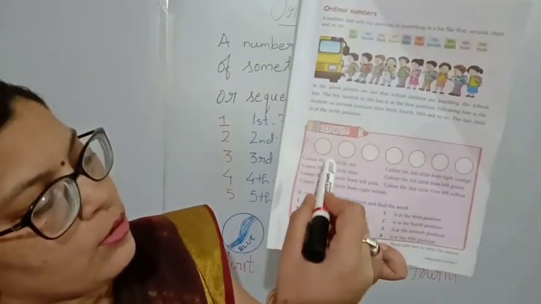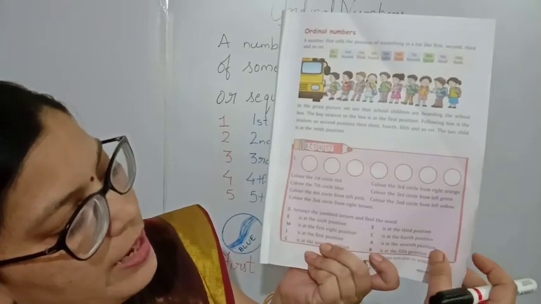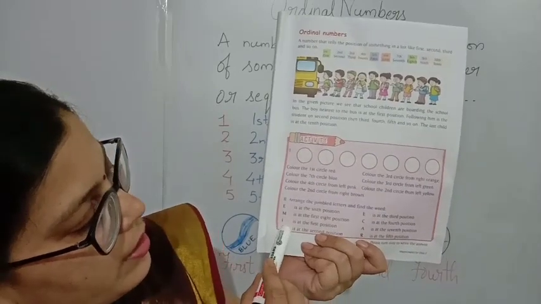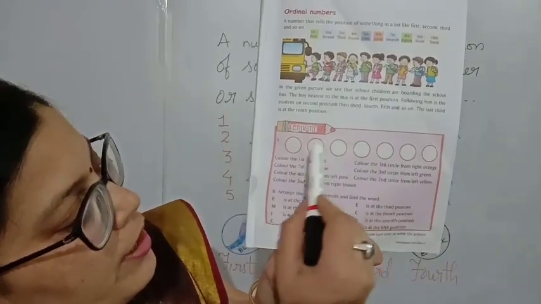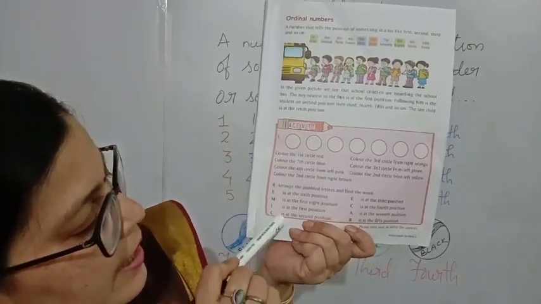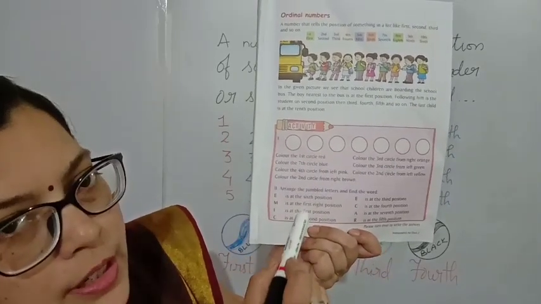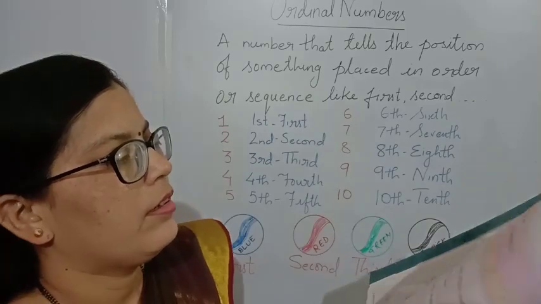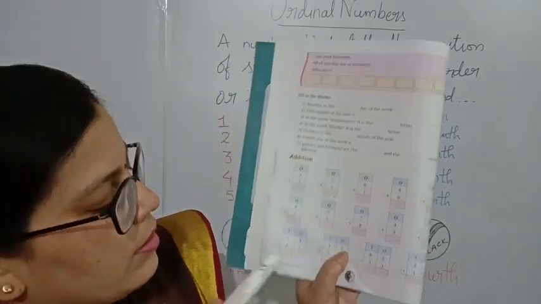You can do this activity with the help of your parents. It is very interesting. You will enjoy doing this activity. It is of ordinal numbers. Here you have to color the circles according to the place or position given here. And second, you have to arrange the letters according to the position given here. You have to complete this work. Try this afterwards. Now see the next page.